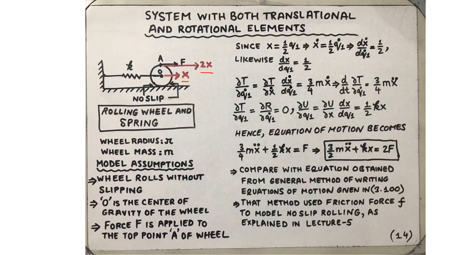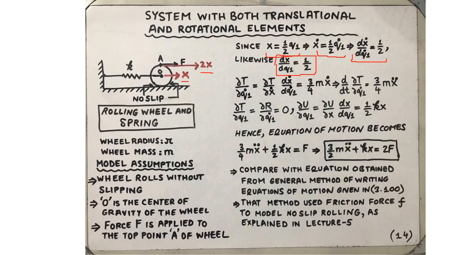So for that, first note that q1 is twice of x. That means x is half of q1. Therefore, dx over dq1 is half. Likewise, the corresponding velocity x dot would be half times q1 dot. Therefore, the derivative of x dot with respect to q1 dot is also half.